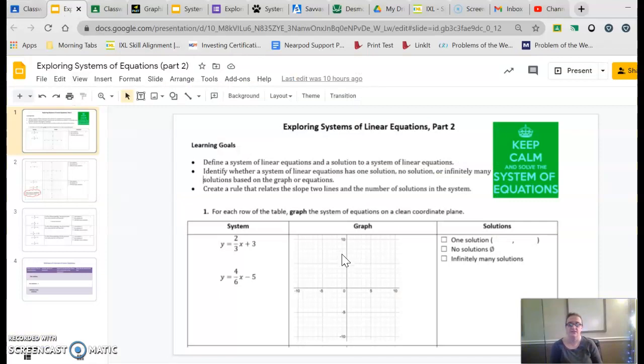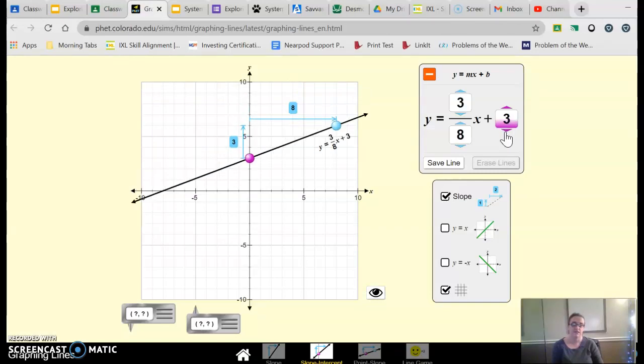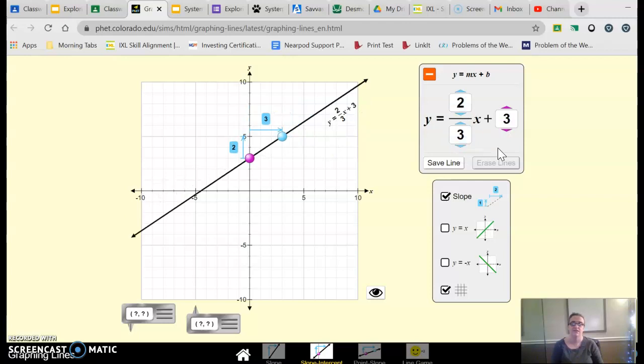So we're going to use that same tool, and this time they're giving us the equations that they want us to graph. So for each row on this table, graph the system of equations on a clean coordinate plane. So I want to graph y equals 2/3 x plus 3. So I would just adjust these numbers until they look like 2/3 x plus 3. You can see the equation written right here, y equals 2/3 x plus 3.